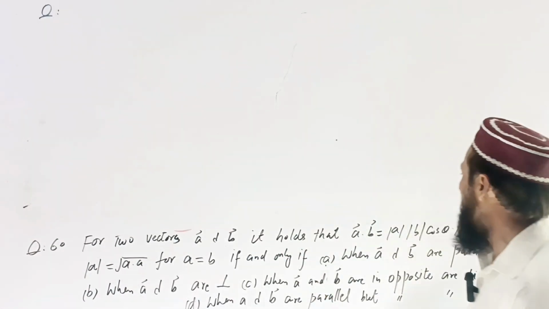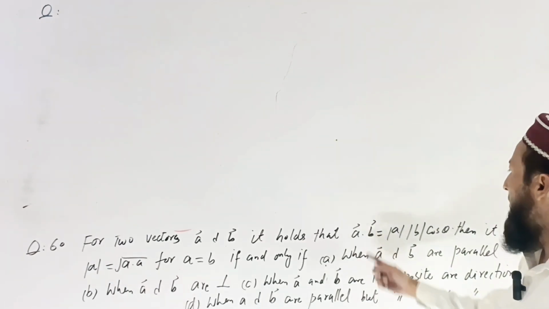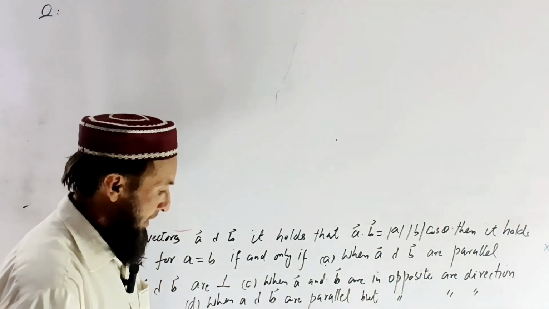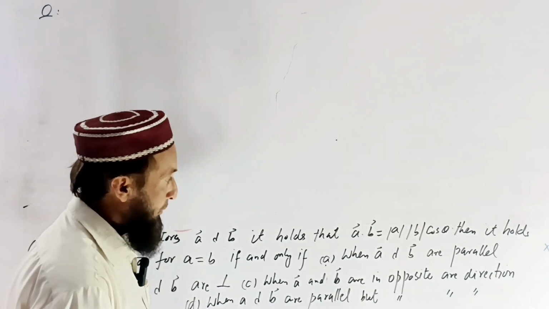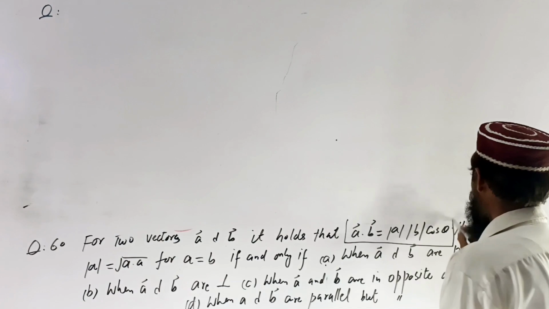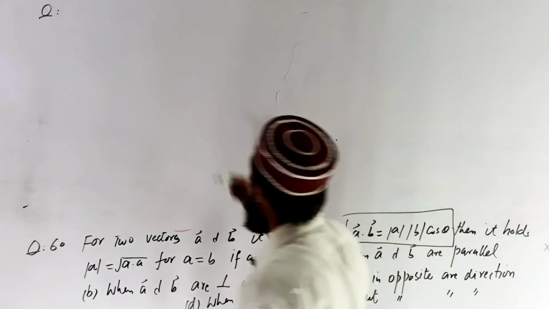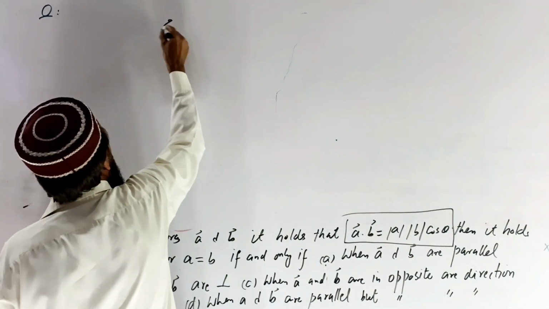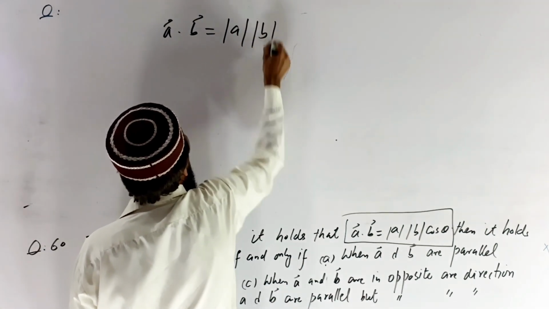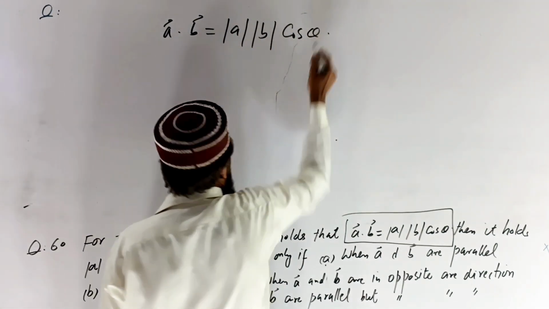In B it holds that the dot product A dot B is equal to the magnitude of A times the magnitude of B times cos theta, if they are perpendicular to each other. This is the formula given: A dot B is equal to A magnitude, B magnitude and cos theta.